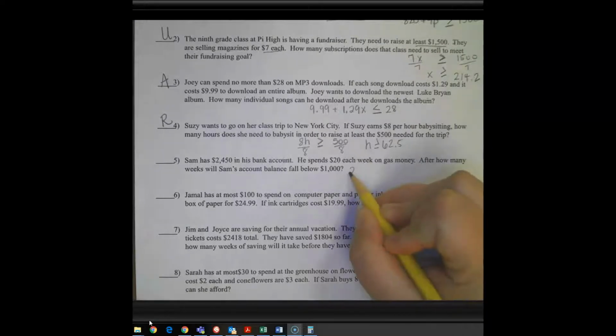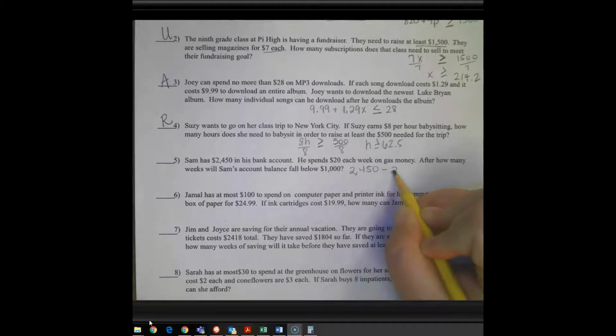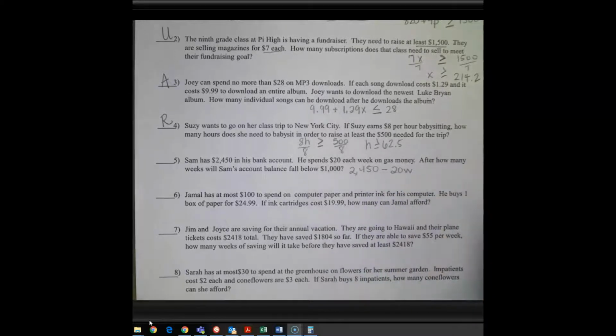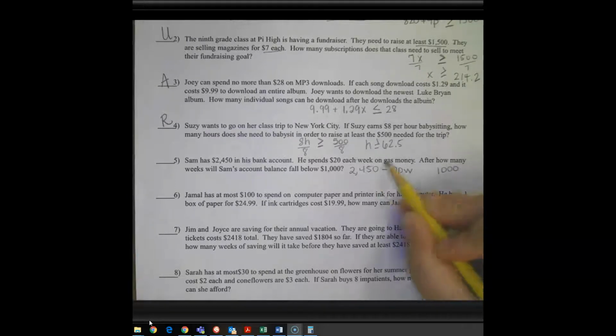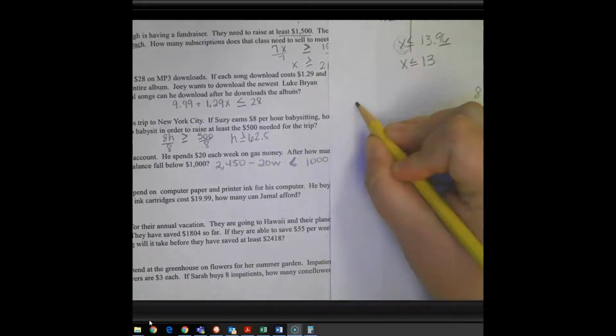So it's $2,450 minus $20 per week on gas. When will it be below $1,000? So when will this amount be below $1,000? Not equal to $1,000. Below $1,000. So I'm going to go ahead and work it out. I'm going to come to a separate sheet of paper so I have a little more room.